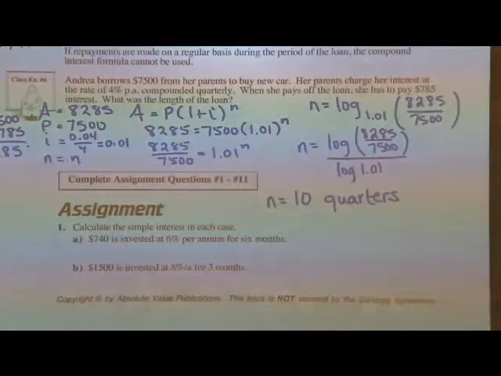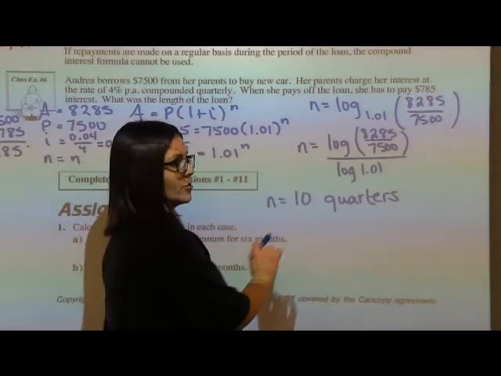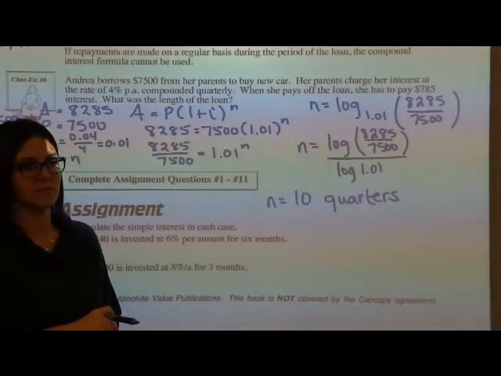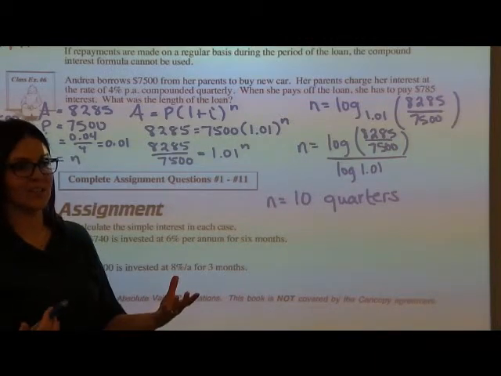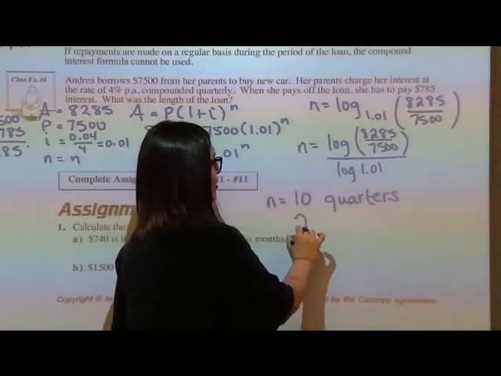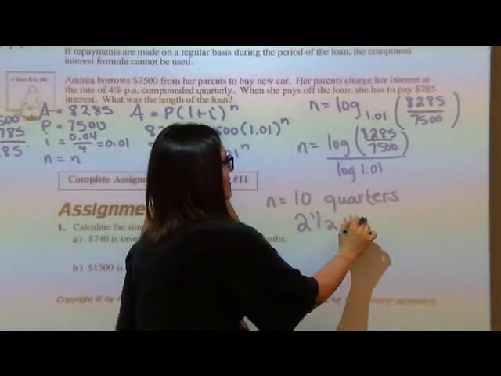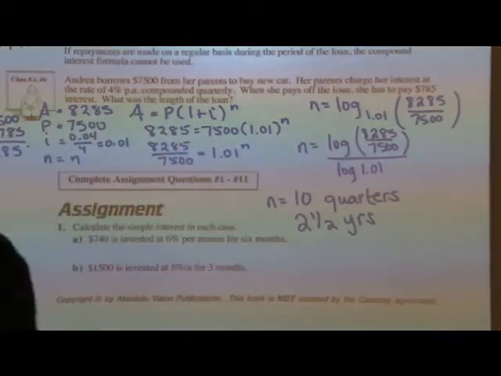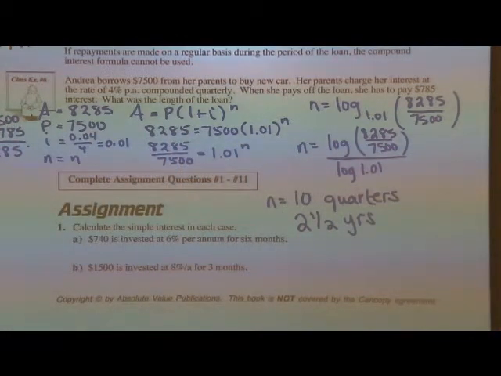So if I convert quarters into years, how many years would I have? Not 2 years and 2 months. 2 years and 2 of those quarter periods, which would be 6 months. So 2.5 years. Because I could take the 10 and divide it by 4.